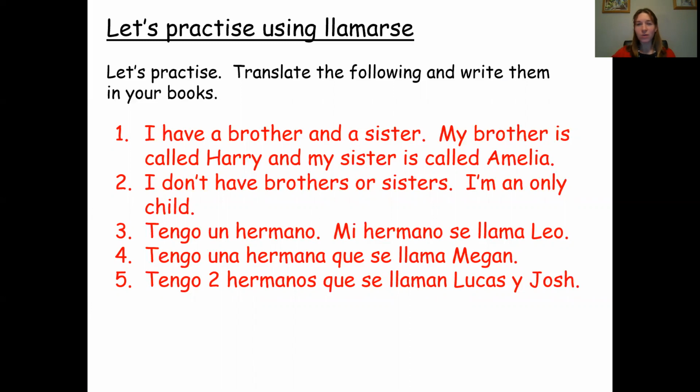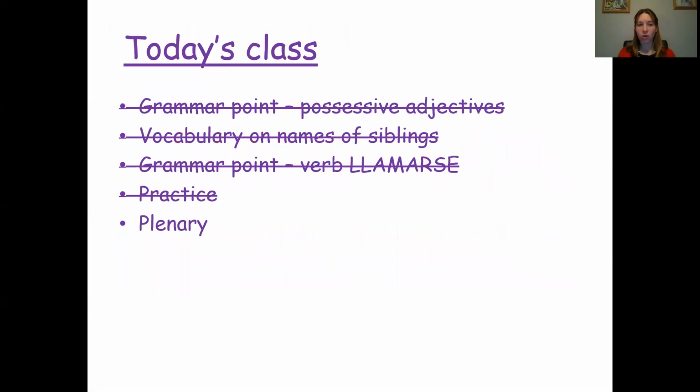I'm an only child. Number three, tengo un hermano. Mi hermano se llama Leo. Number four, and this is what I was talking about, this abbreviation almost: tengo una hermana que se llama Megan. I have a sister who is called Megan. And the last one, tengo dos hermanos que se llaman Lucas y Josh. So I have two brothers who are called Lucas and Josh.